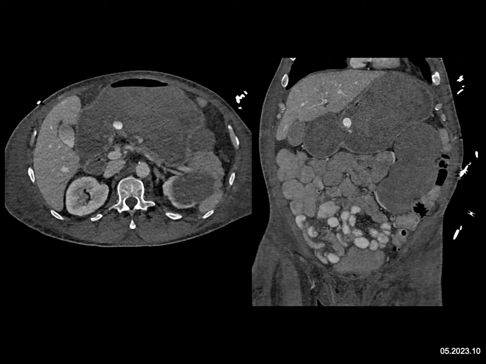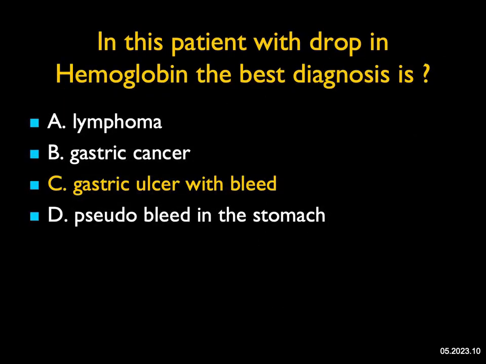Endoscopy and biopsy was done. This was a gastric ulcer, a benign gastric ulcer with a bleed. There was no evidence of tumor present.